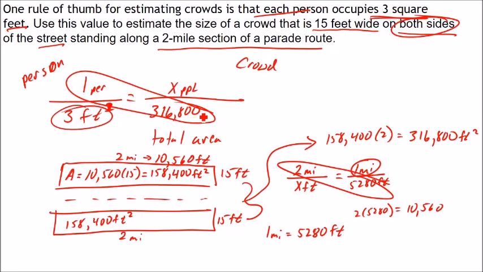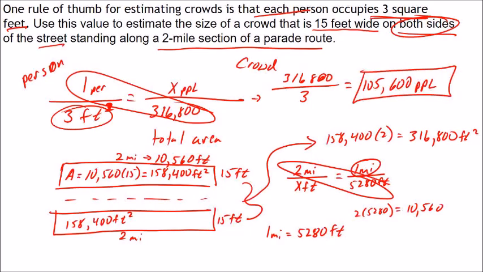So 316,800 times 1 is just going to be 316,800. But I need to come back and divide that by 3. If I divide that by 3, we end up with 105,600, and that's in people.